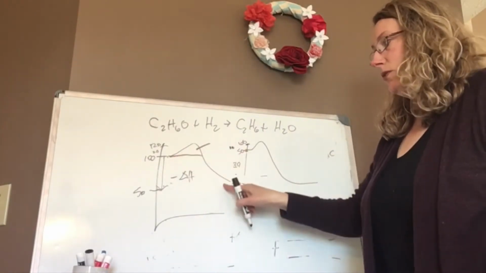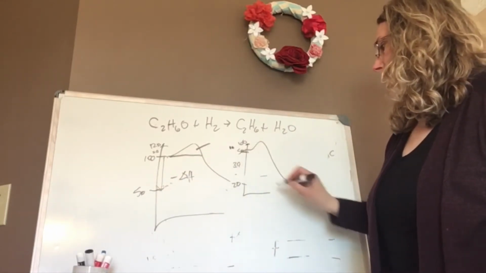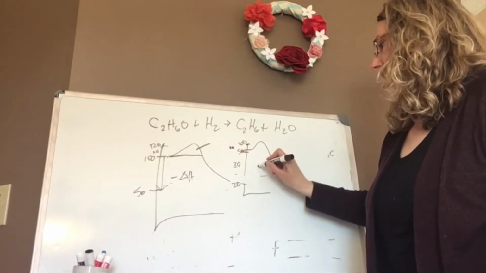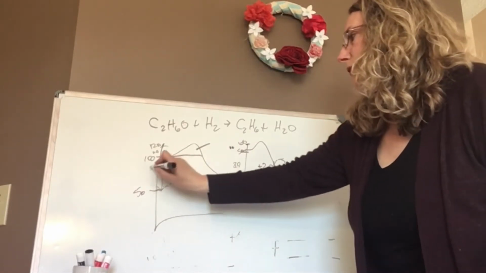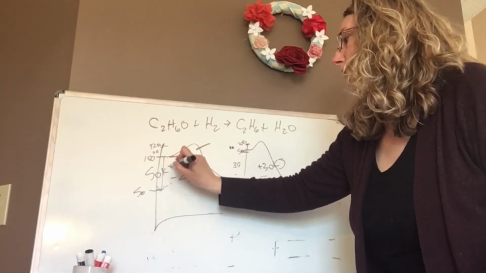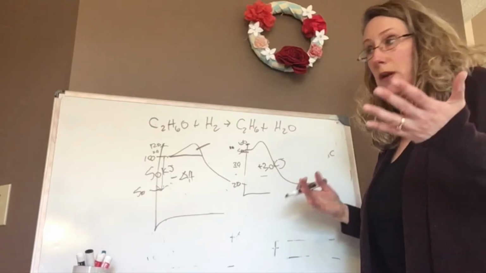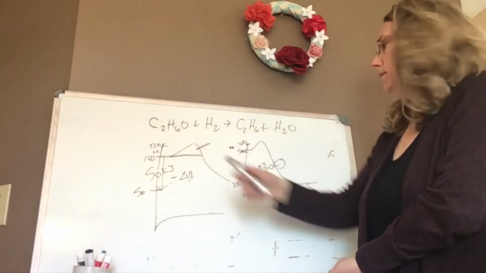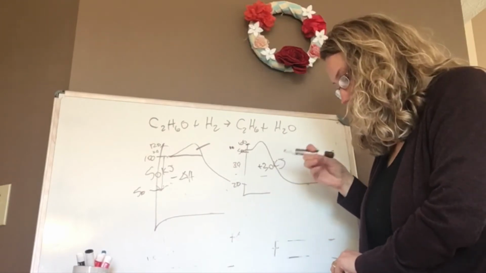This one's still exothermic. You still start high and end low. This one you start high and you end low. This one gives off 30 kilojoules of energy. This one gives off 50 kilojoules of energy. So they're both exothermic. This one gives off more energy. But this one's easier to start. So, anyways, there you go.